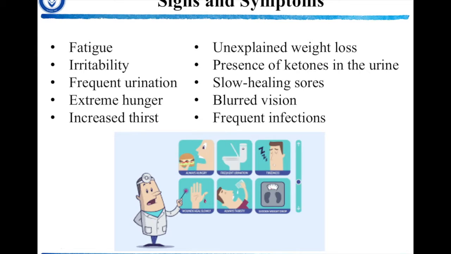The signs and symptoms of diabetes can be fatigue, irritability, frequent urination, extreme hunger, increased thirst, unexplained weight loss, presence of ketones in the urine, slow healing sores, blurred vision, and frequent infections.